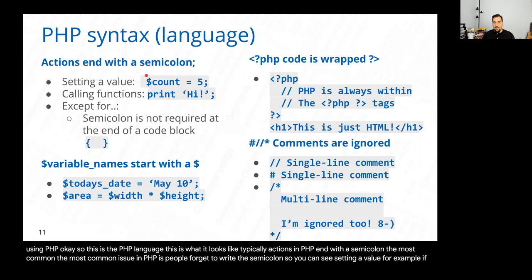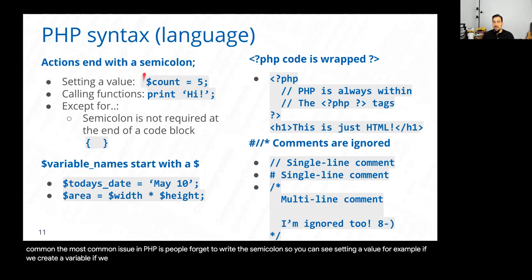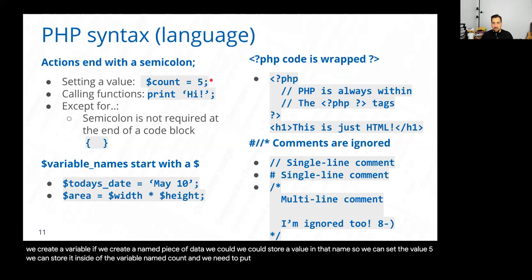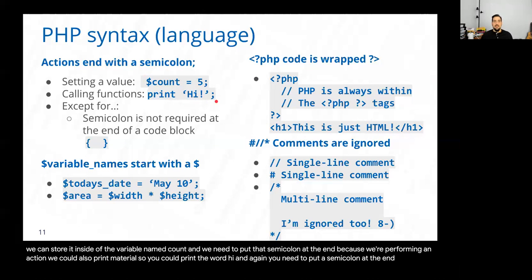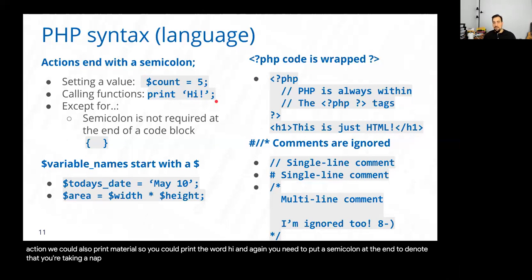For example, if we create a variable, if we create a named piece of data, we could store a value in that name. So we can set the value 5. We can store it inside of the variable named count. And we need to put that semicolon at the end because we're performing an action. We could also print material. So you could print the word hi, and again, you need to put a semicolon at the end to denote that you're taking an action.